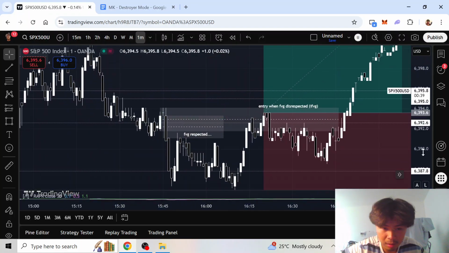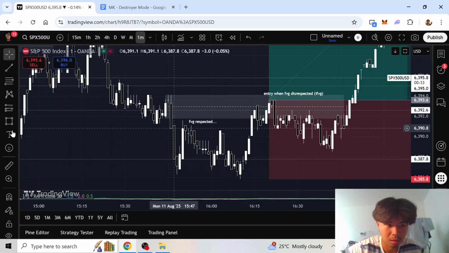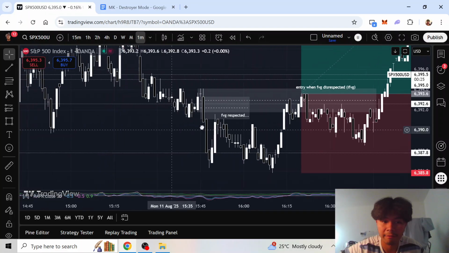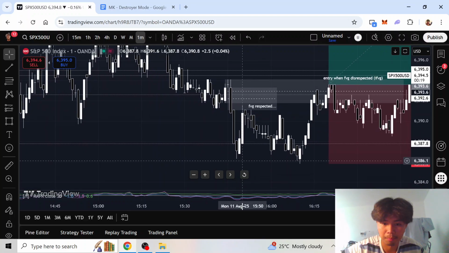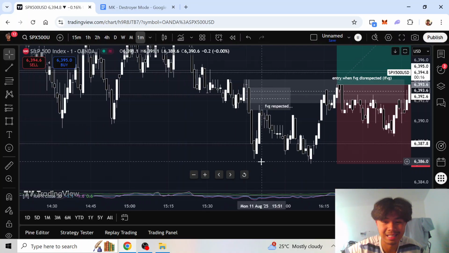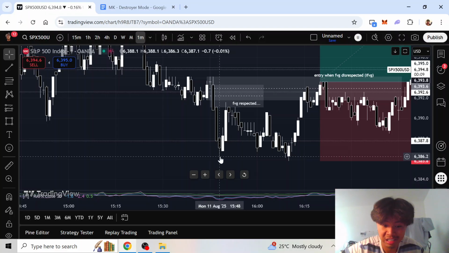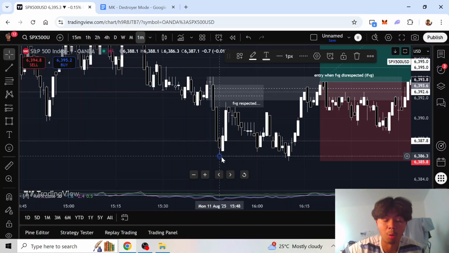Basically, this fair value gap right here was respected to the downside. However, price has swept liquidity once. You see what I'm saying? If the fair value gap had been respected, I would want to see the liquidity point right here, or in my terms, a stop hunt. It's a perfect point to hunt the stops for smart money to go all the way up and make a lot more money. It's a perfect discount zone with a lot of stop losses there to drive their price higher.